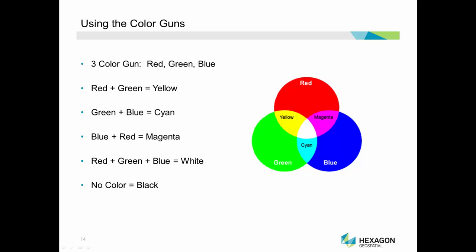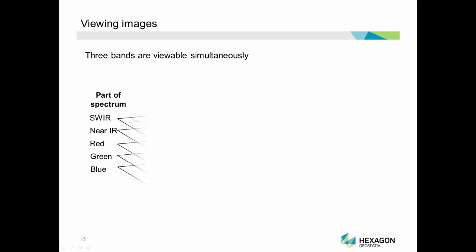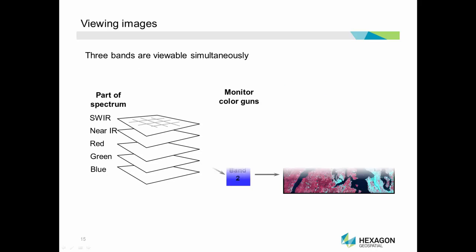Combining the colors from each layer in various amounts creates the colors we see in the viewer. This color wheel shows how the colors combine to form the colors we see. Now let's see some examples. Here we see the layers of a multispectral image along with the 3 color guns, red, green, and blue.